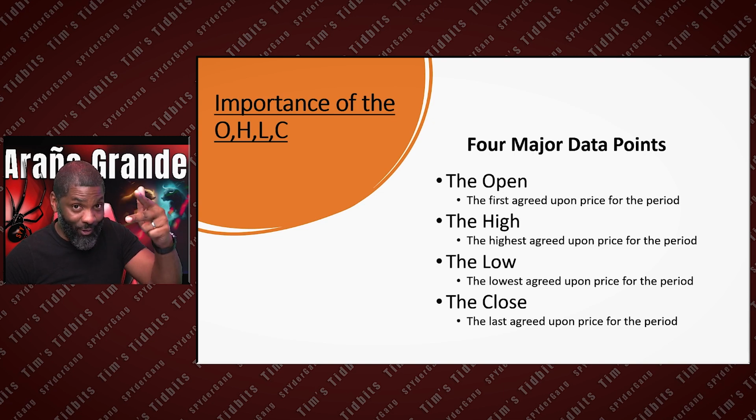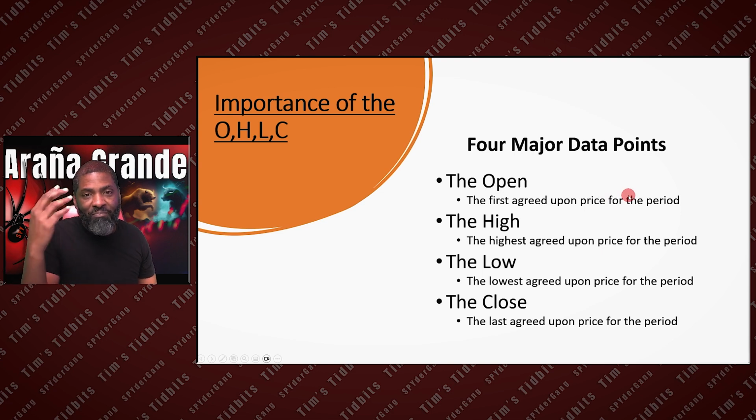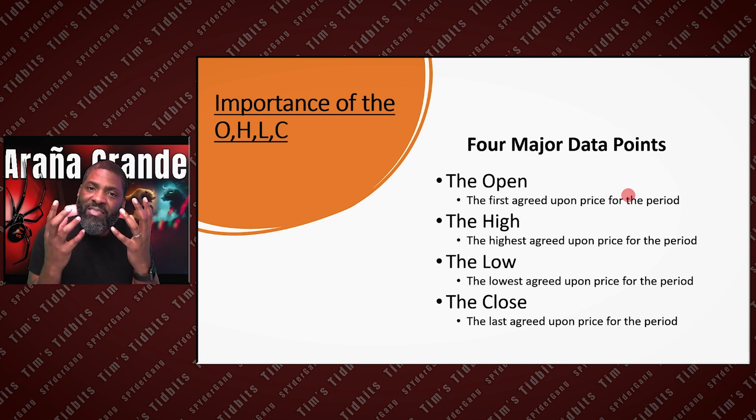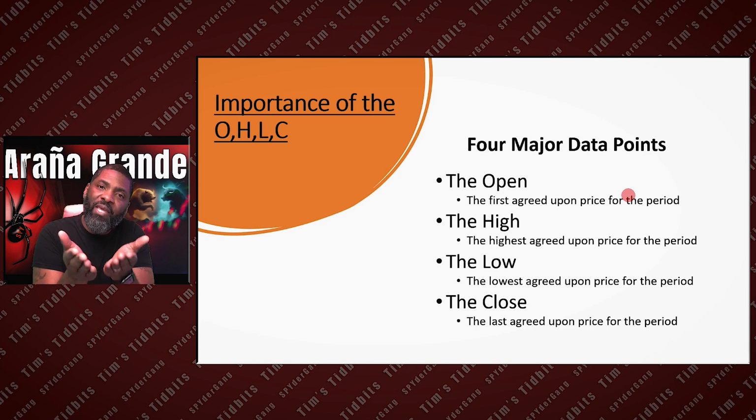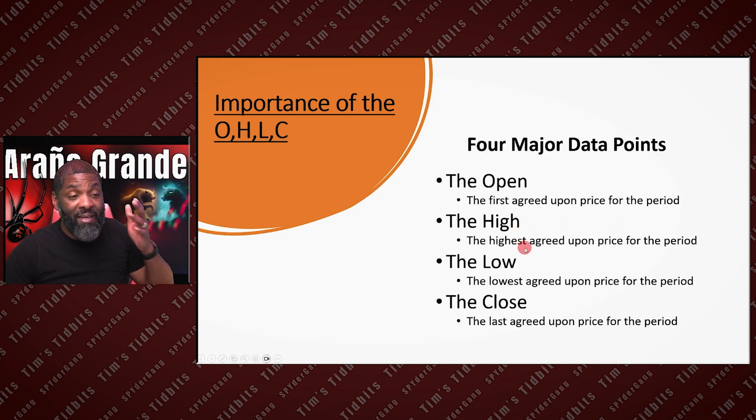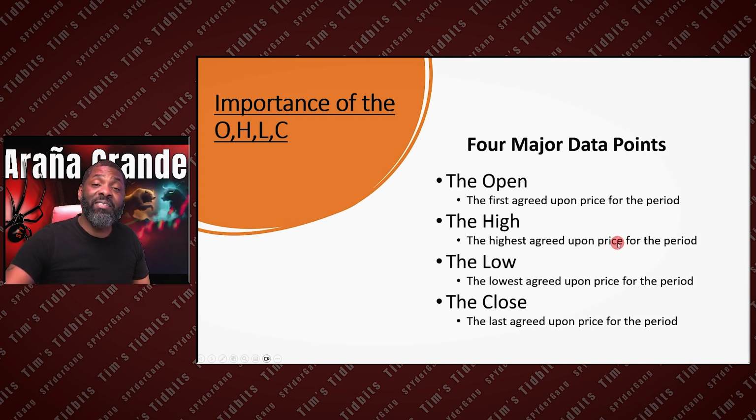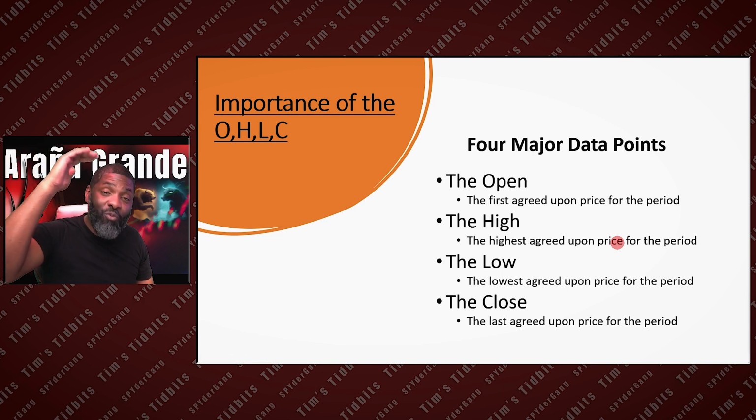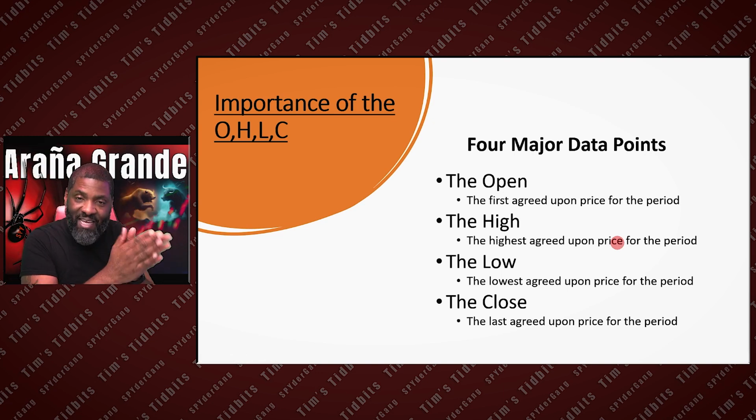The open, high, low, and close, right? The open is the first agreed upon price for that period. That's very important to know. When you've got buyers and sellers, what is the very first price that they agreed was a fair price for this asset? That's the open. The high is the highest agreed upon price for that period. This is the most anybody was willing to pay for this asset during this span of time.